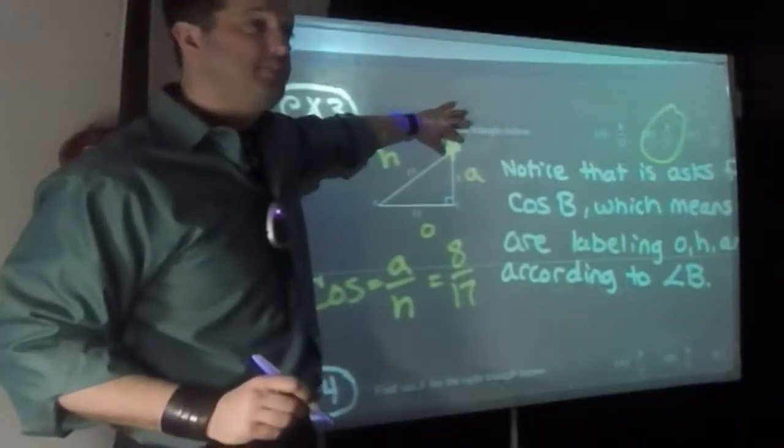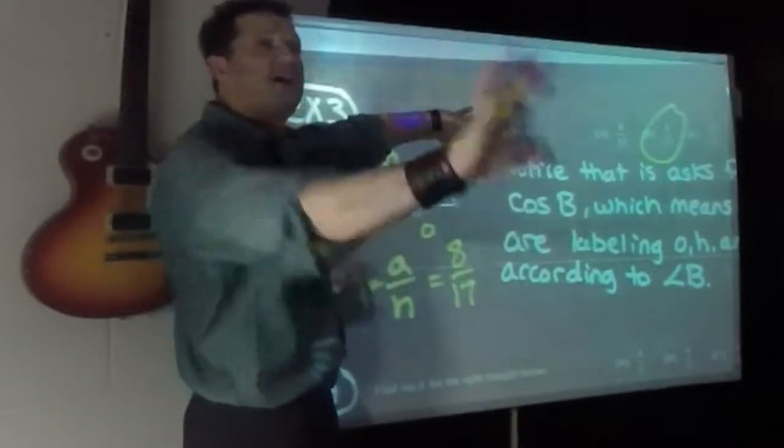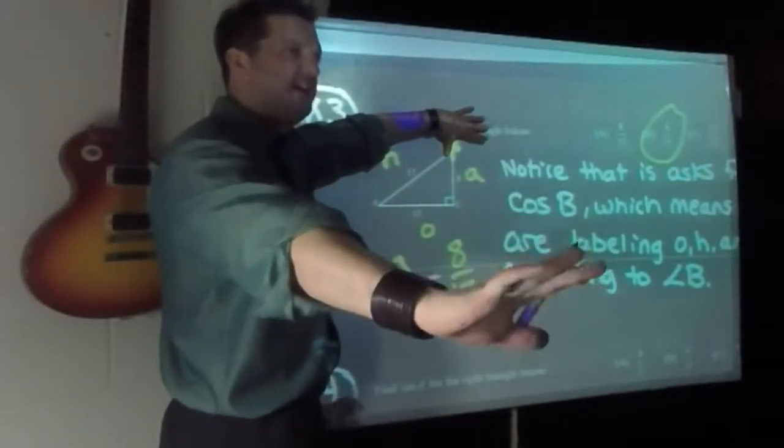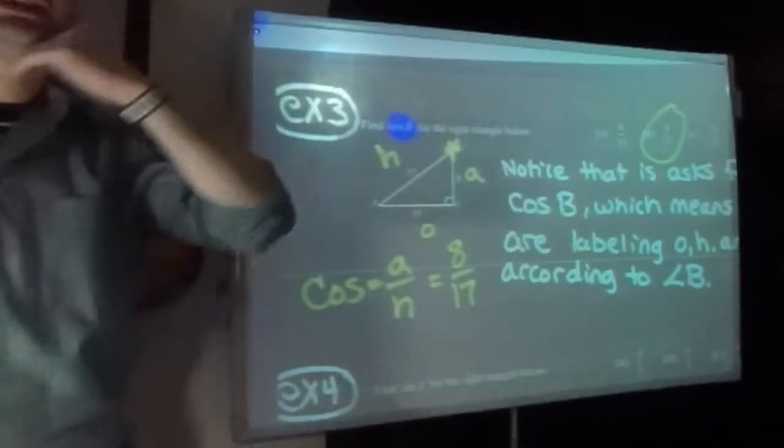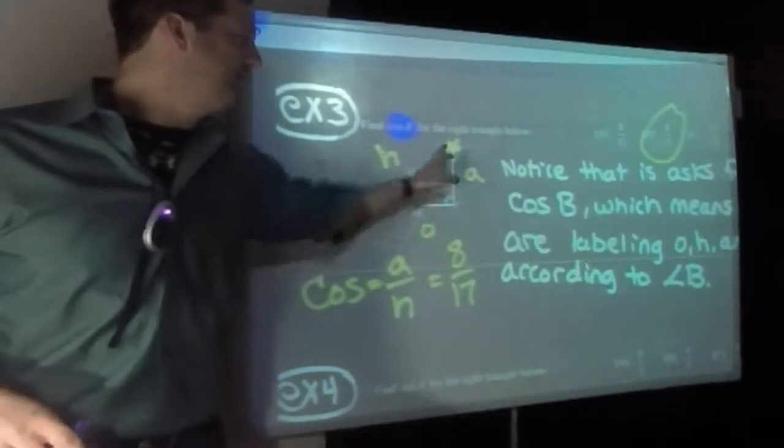What is different about the B? That's where you start from. The hypotenuse doesn't change, but your A's and O's change. Okay, I got you. Stop right there. You got it? Adjacent has to be touching the angle that you're talking about.